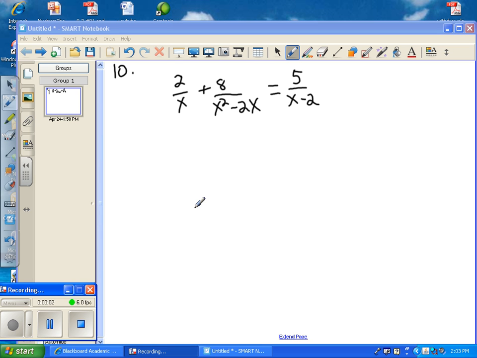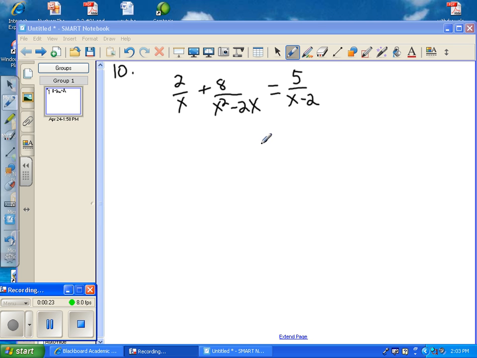Good afternoon. The next problem I'm going to work for you from the Math 04 exam review is problem number 10, which says solve the given equation and check, and that given equation has fractions in it. Just like number 1, the first thing we want to do when we can is get rid of our fractions and give ourselves an easier problem to solve.